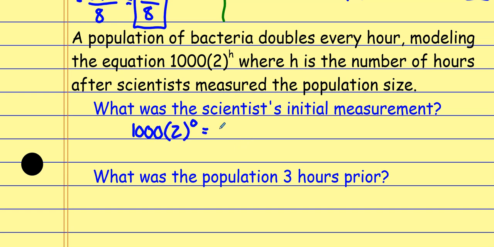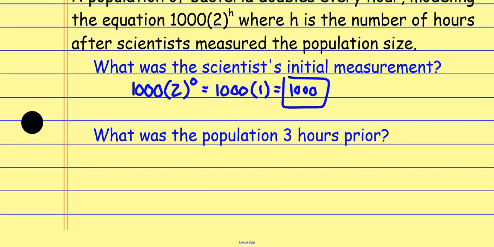And if I plugged a 0 in here, 2 to the 0 power, and again, you got to follow order of operations. I do the exponent first. 2 to the 0 power is a 1. Now I multiply, and I get a 1,000. So the initial population is 1,000 bacteria cells, okay? Same thing with the next one.